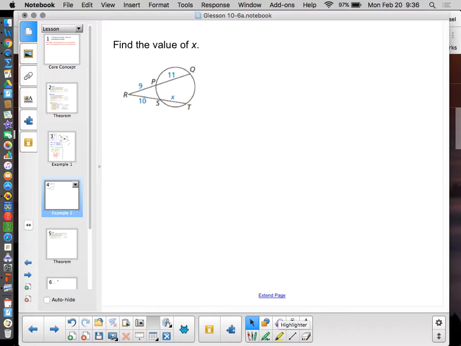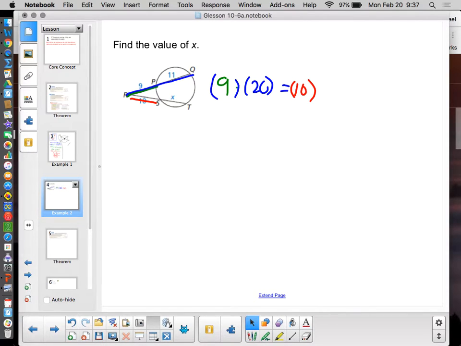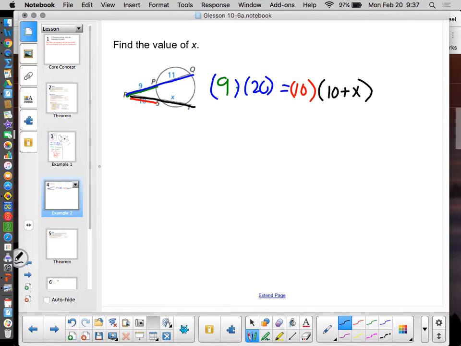We always start every segment at the point of intersection. So the numbers I'm really looking at here are the 9 times the whole thing. 9 plus 11 is 20. So 9 times 20 equals 10 times the whole thing. And here's where it gets a little tricky. The whole thing here isn't 10 times x, it's 10 plus x. So I get a little bit of distributive property to work with here, because all the segments have to start at the point of intersection.